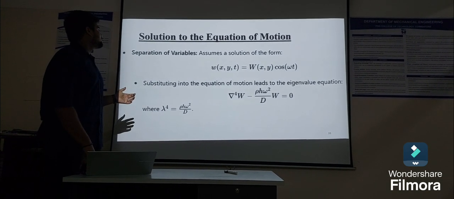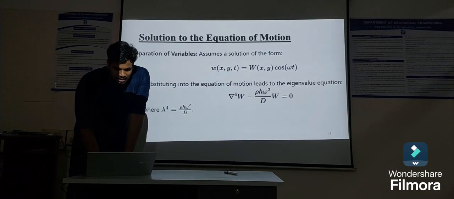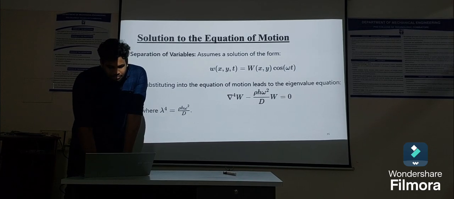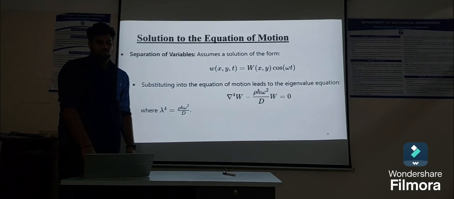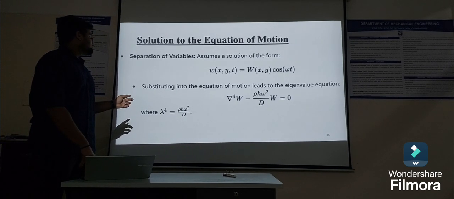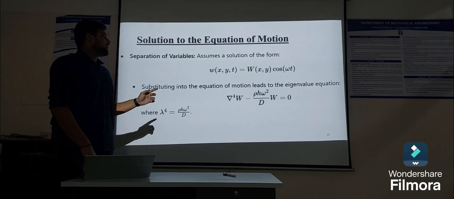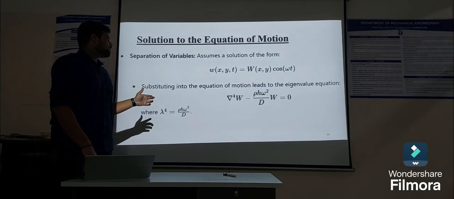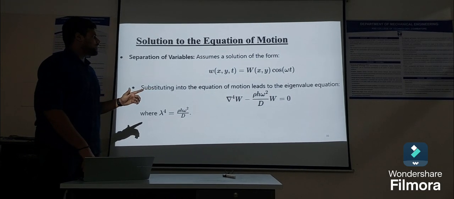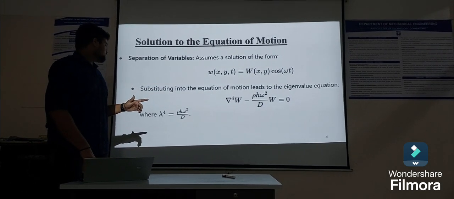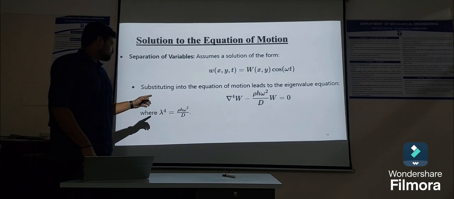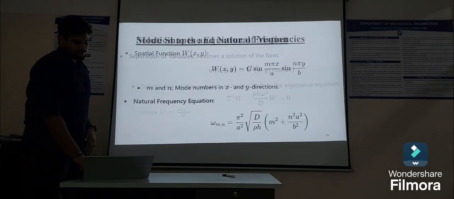Solution for the equation of motion. Separation of variables assumes a solution of the form w of x, y, t is equal to W of x, y into cos of omega t. Substituting into the equation of motion leads to the eigenvalue equation del power 4 W minus rho into h omega square divided by D into W is equal to 0, where lambda power 4 is equal to rho into h into omega square divided by D.